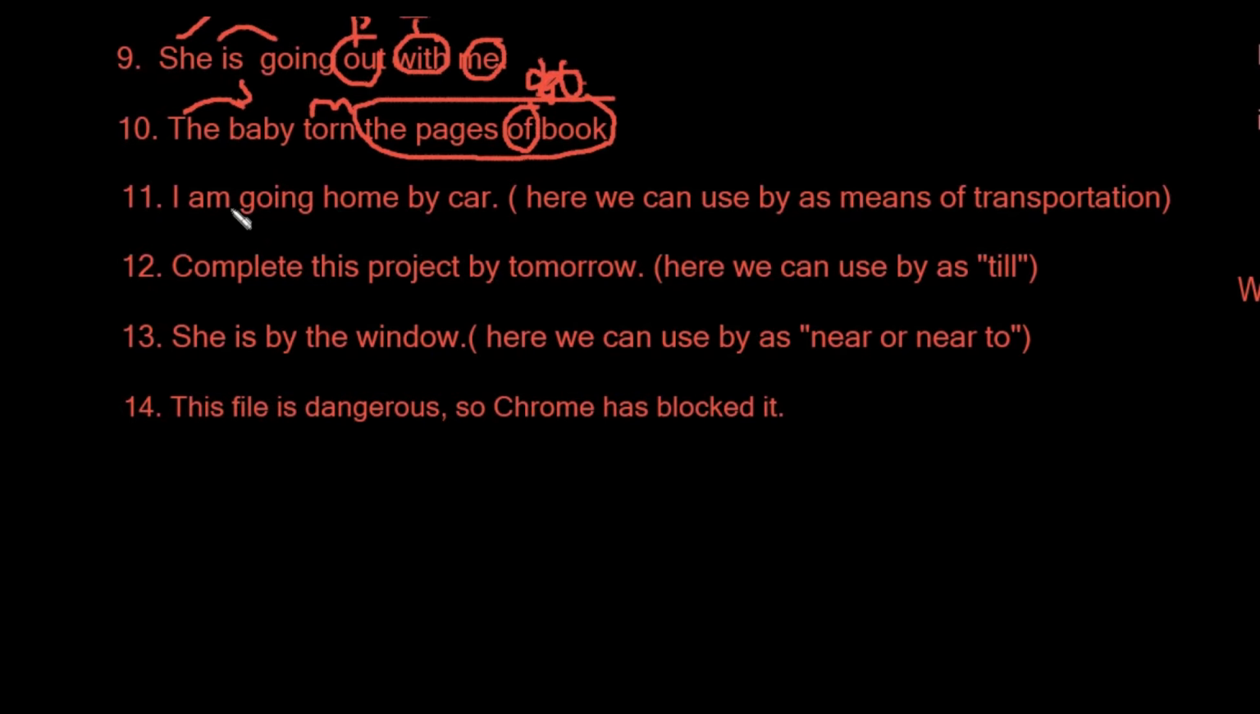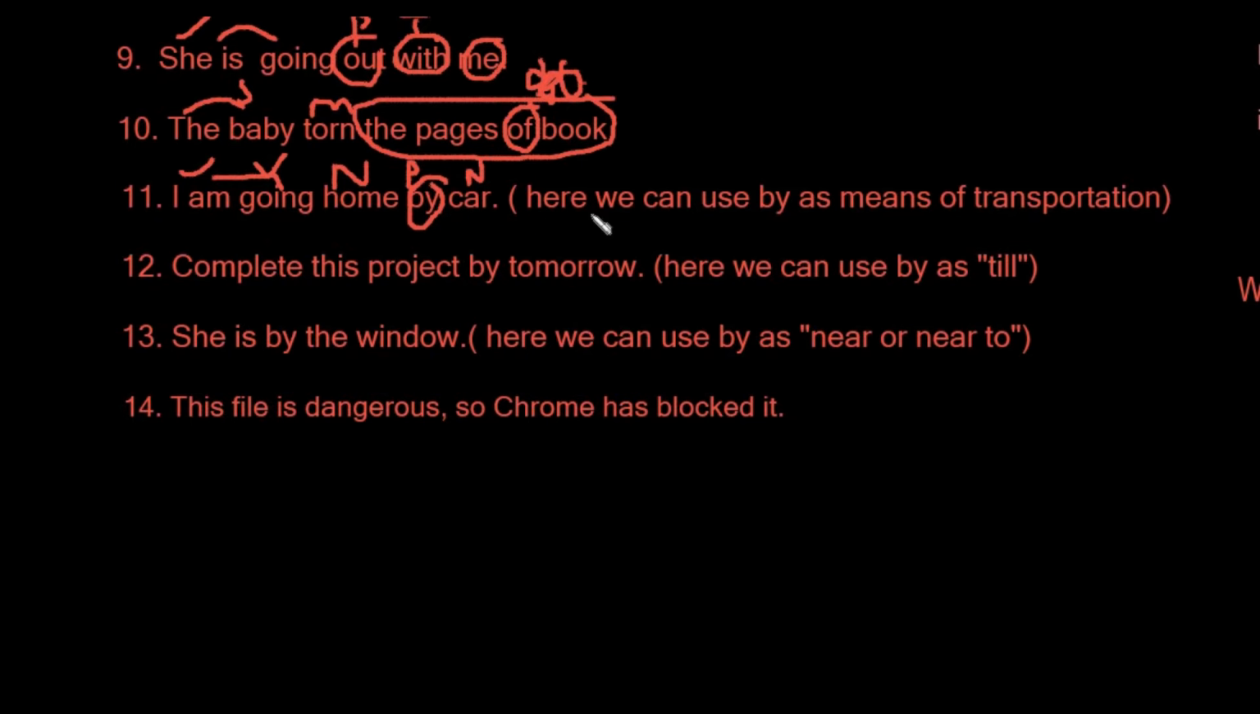I'm going home by car. So I is the subject, am going is the verb, home is a noun, by car is also a noun, and by is a preposition. So like I said before, I'm going home by car. Home is an object, and car is also an object. So we have two objects.